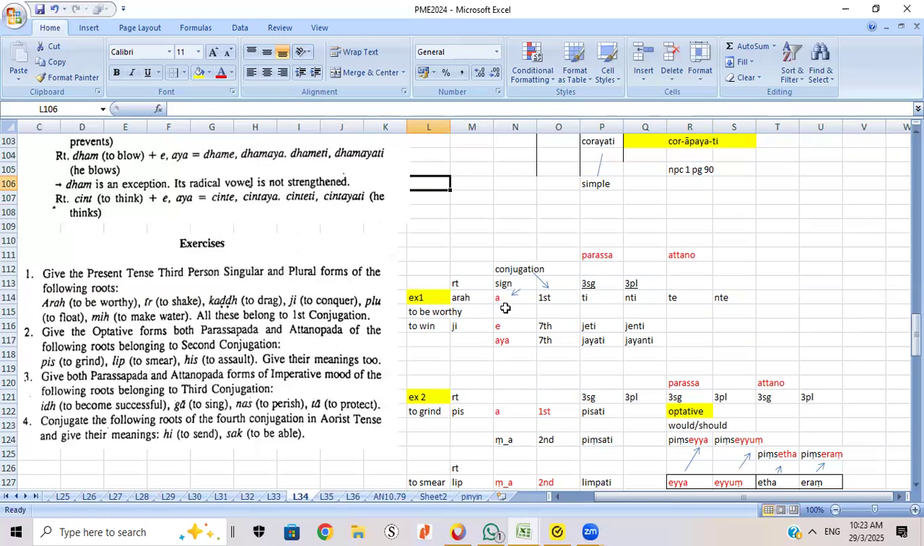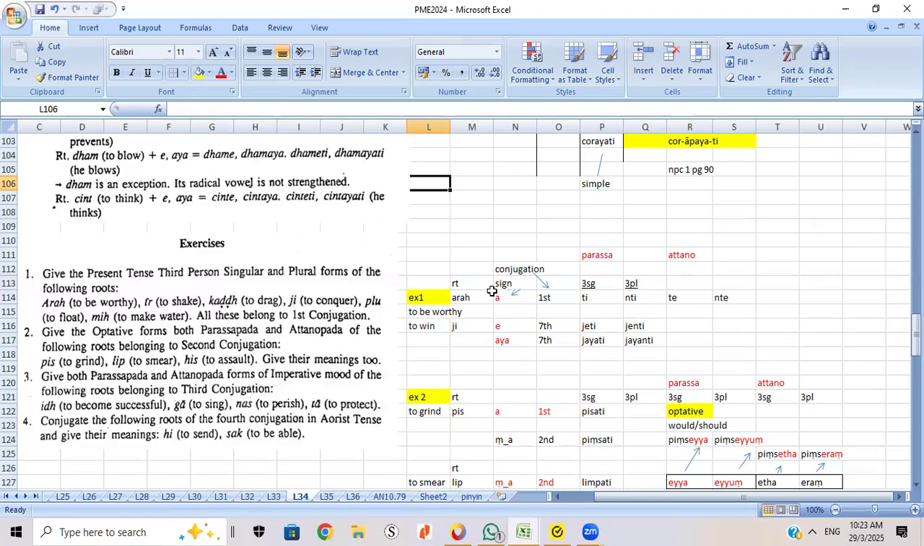Ara plus a, and then your third person present tense is this. This is the parassapada and the atanopada, reflexive, is te. So what you do is, arahanti. This is how it goes. Follow? So you just have to add.